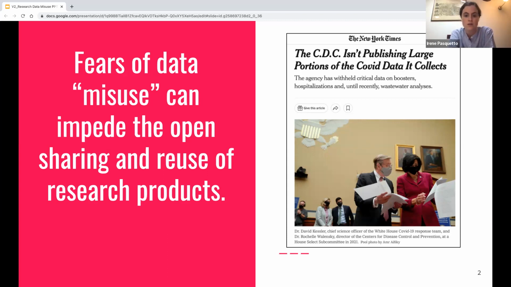However, fears of data misuse can impede the open sharing and reuse of research products. Anxieties about misuse of data predate the COVID-19 public health crisis, but the events of the last few years made such concerns more visible and urgent. A case in point has been a decision, which some of you might remember, by the CDC not to publish critical data on hospitalized COVID-19 patients' vaccination status, fearing misinterpretation by the public and the media.